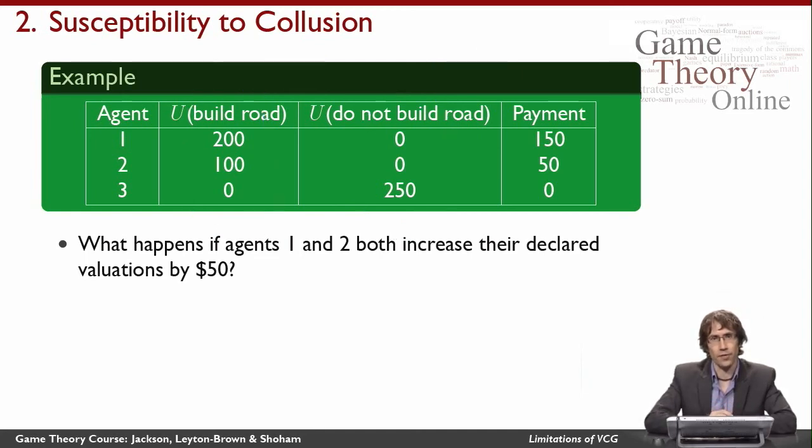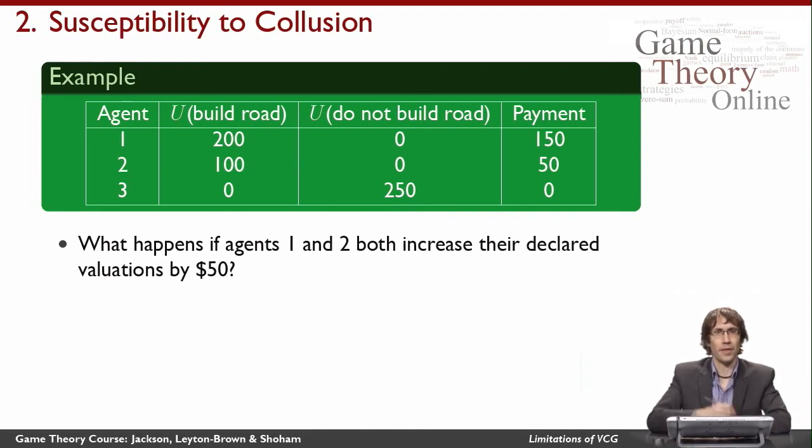If we look at the agents' VCG payments, let's look, for example, at agent 1. He would be paid 100 because in the situation where he exists, agent 2 has happiness of 100. And he's going to have to pay 250 because in the world where he doesn't exist, the road won't be built, and agent 3 will have 250 units of utility. So in other words, he's going to be paid 100 and have to pay 250, which means that his payment is going to be 150.